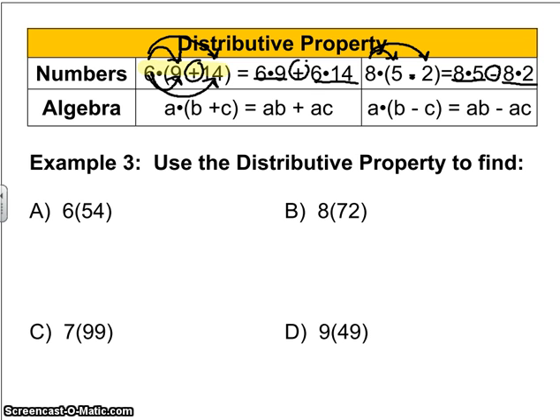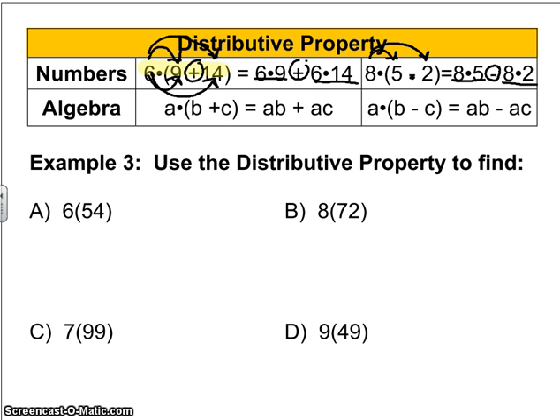And the same holds true for algebra. Okay? Again, A times the quantity of B plus C will give you the exact same answer as if you distributed that A and did A times B plus A times C. So let's take a look down here.